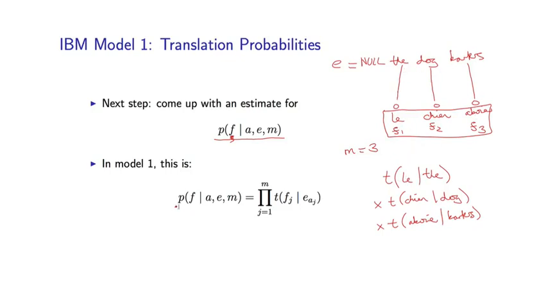The abstract form of this is as follows. So we have a product from j equals 1 to m. Remember, m is the length of the French sentence, so we're going position by position in the French sentence. And at each point we have T of f sub j, that's the jth word, conditioned on e sub a sub j. So this is the identity of the English word which the jth French word is aligned to. So we're essentially assuming that each of these French words is filled in turn, independently from all of the other French words, conditioned only on the identity of the English word that we're aligned to.